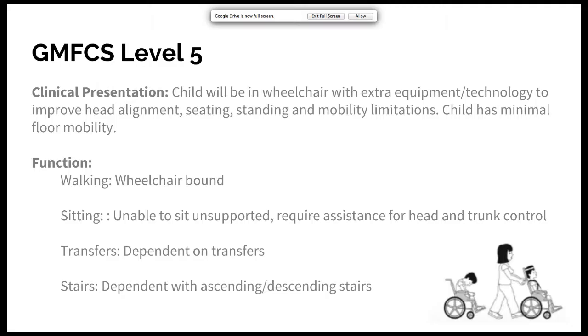So for our last level, we have the GMFCS level 5, which is the lowest functioning level of cerebral palsy. These children will be in a wheelchair for all activities and will require extra equipment to improve the child's sitting posture and provide support for proper head alignment. While these children are often confined to their wheelchairs, it is good to have time on the floor even though they have minimal floor mobility.